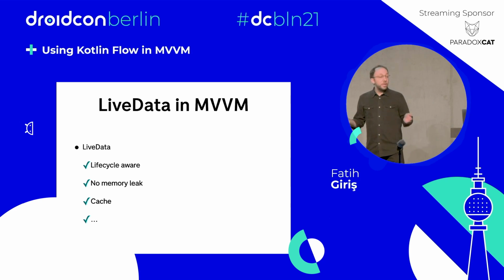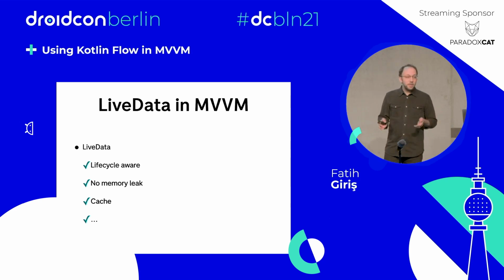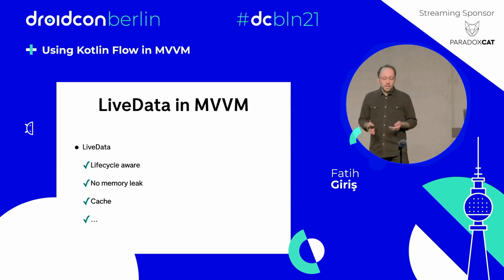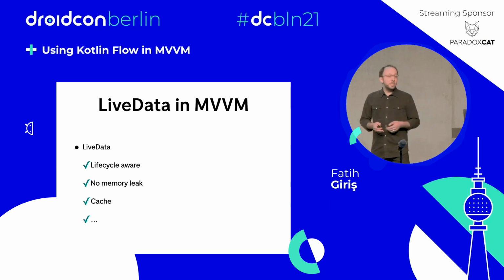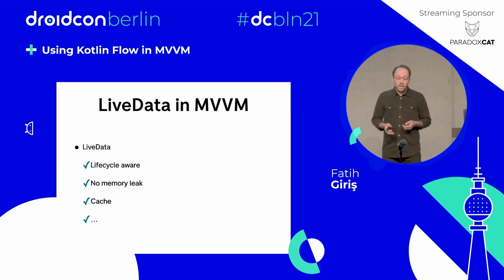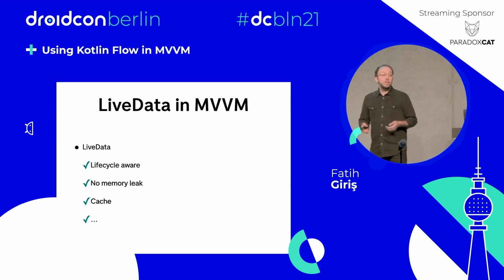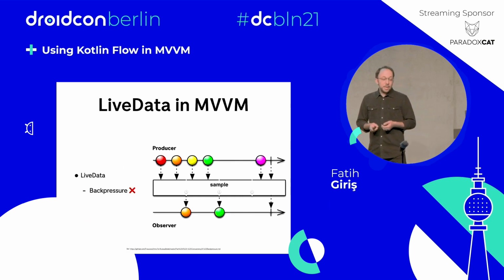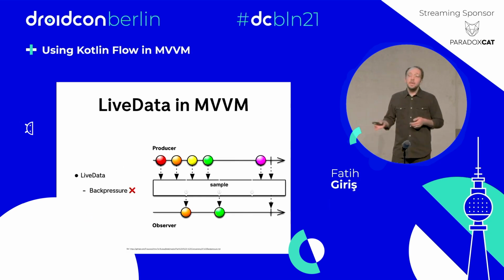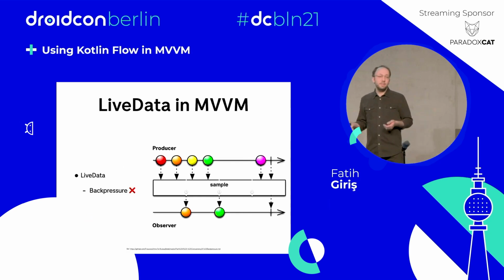LiveData is very cool, right? LiveData is lifecycle aware. Because it's lifecycle aware, there is no memory leak. And whenever another observer comes, there is a built-in cache in LiveData, so it's going to be provided with the latest value, and so on and so forth. And at the same time, on the other hand, LiveData has some other disadvantages.